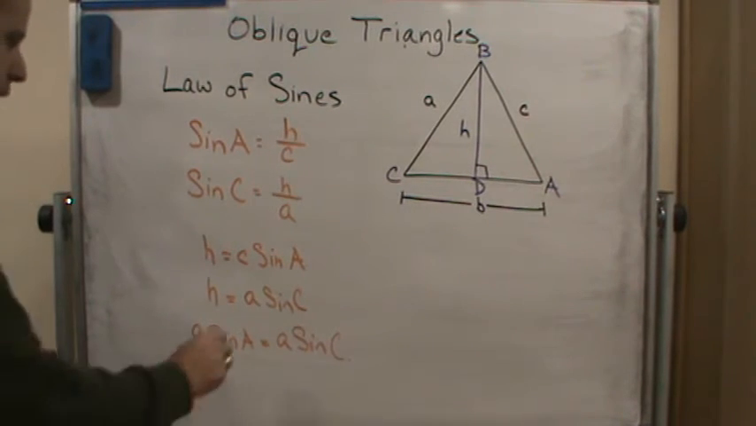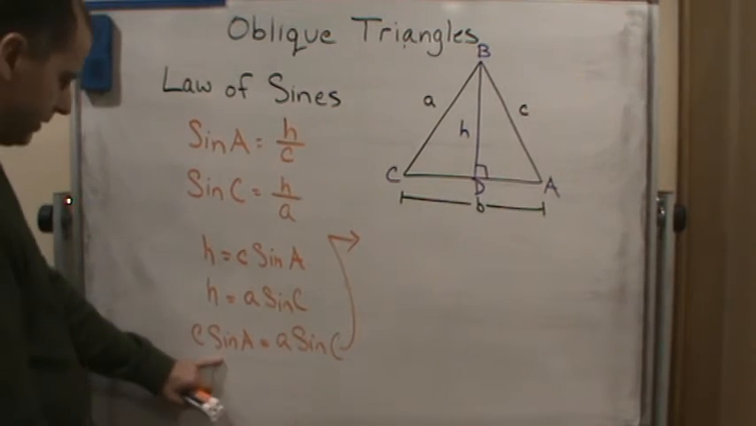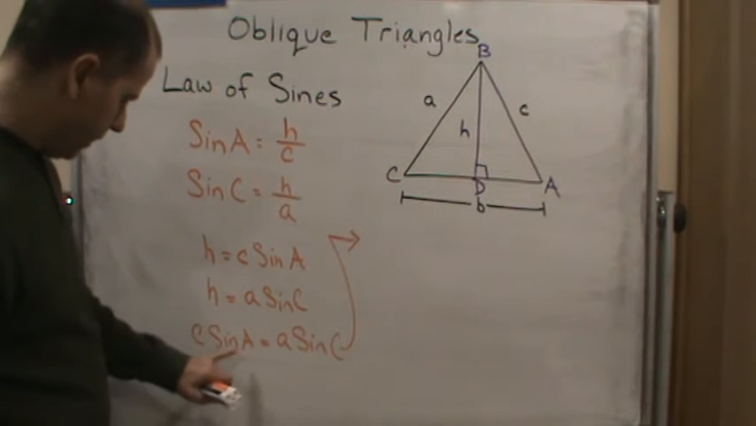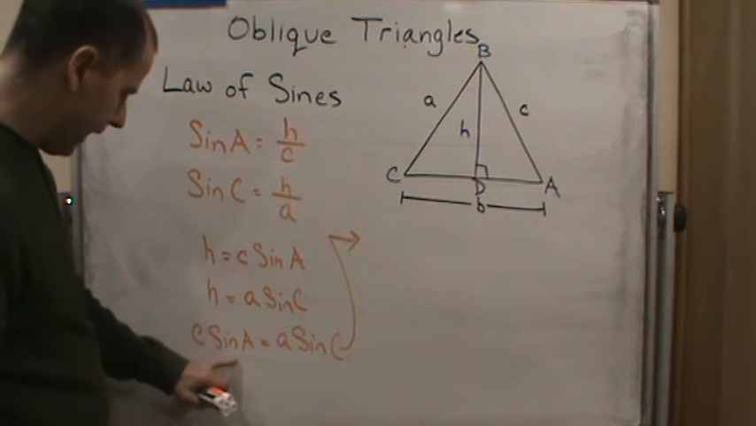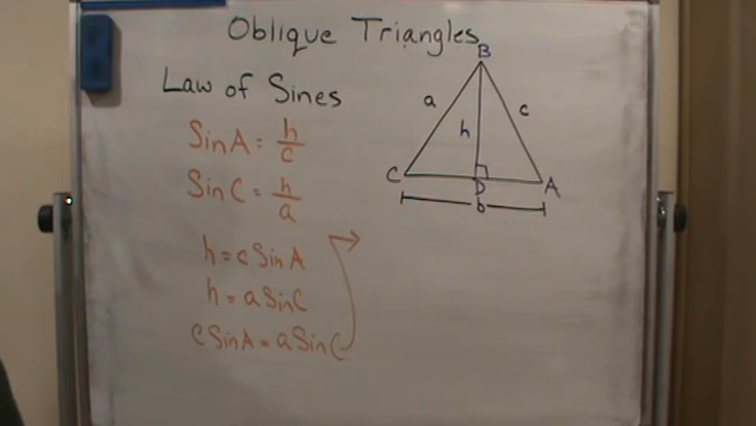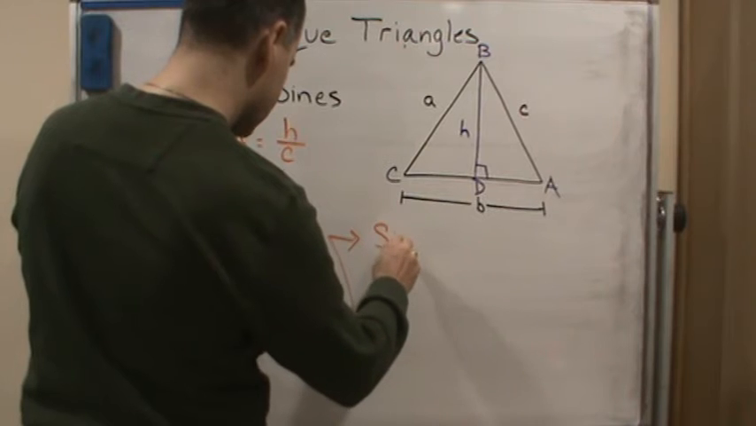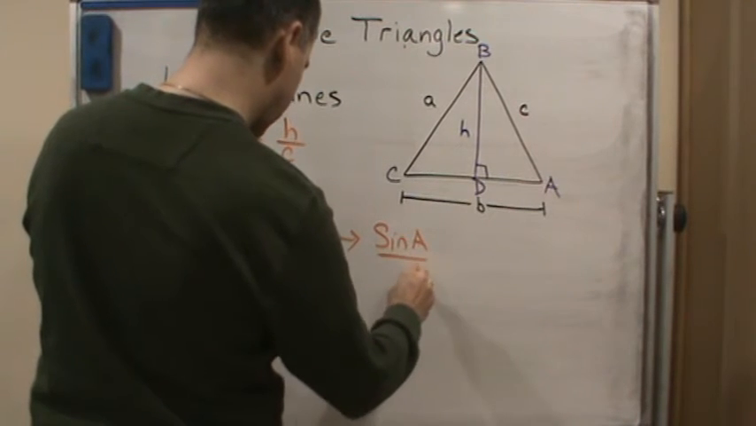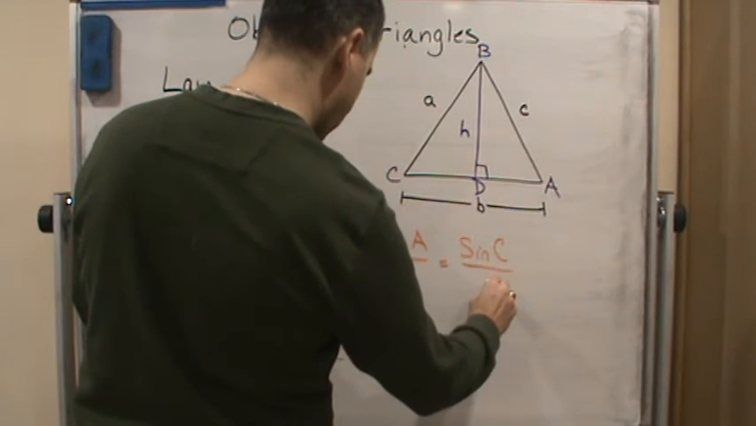Now, what does that give us? If I divide both sides by A and both sides by C, what do you get? You get sine A over A is equal to sine C over C.